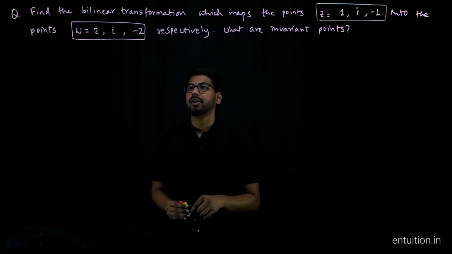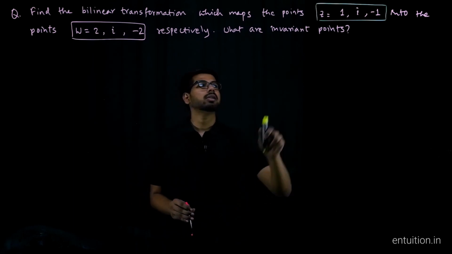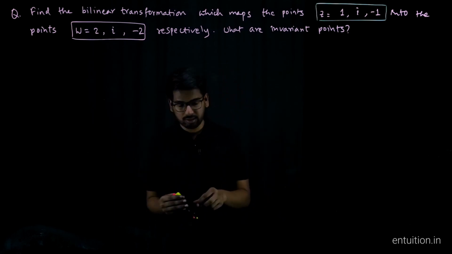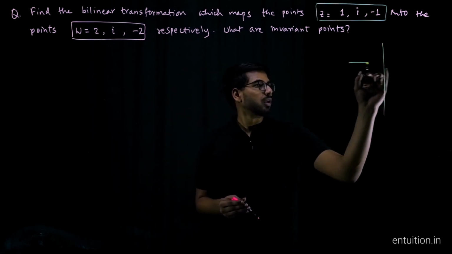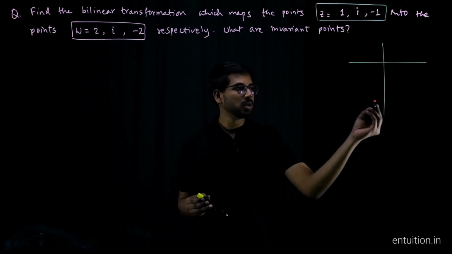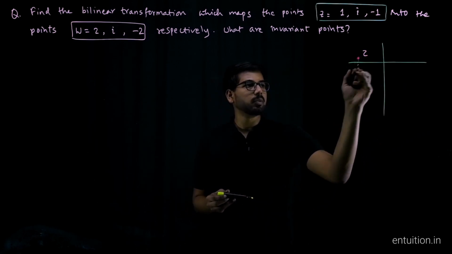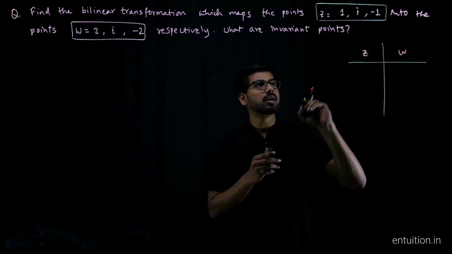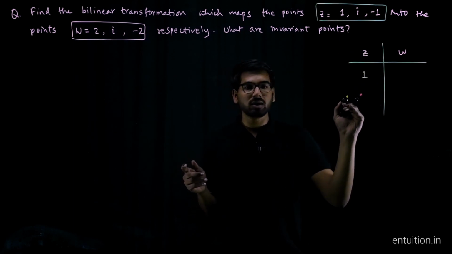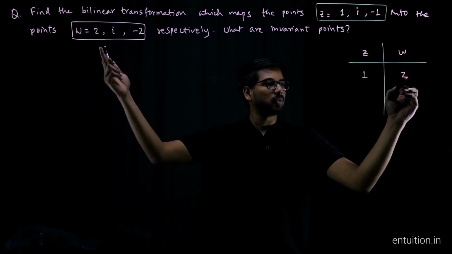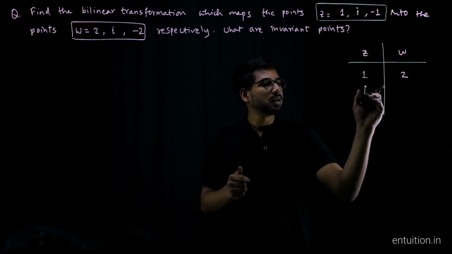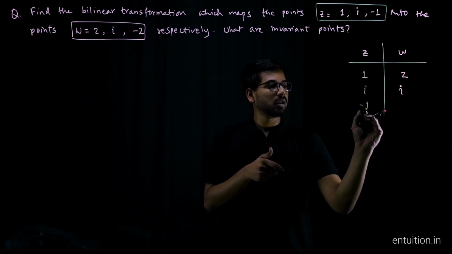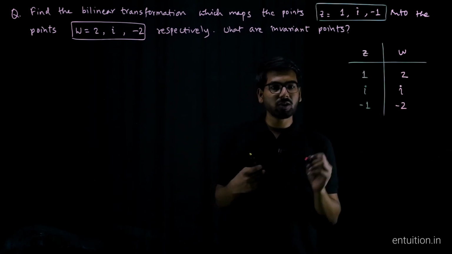So the question is, find the bilinear transformation which maps the points z equal to 1, i, minus 1 to the points w equal to 2, i, minus 2. So what is given here? If you have an input-output table here, z is the input and w is the output, right? If z is 1, the output is 2. If the input is i, the output is i. If the input is minus 1, the output is minus 2. This is what is given to us.